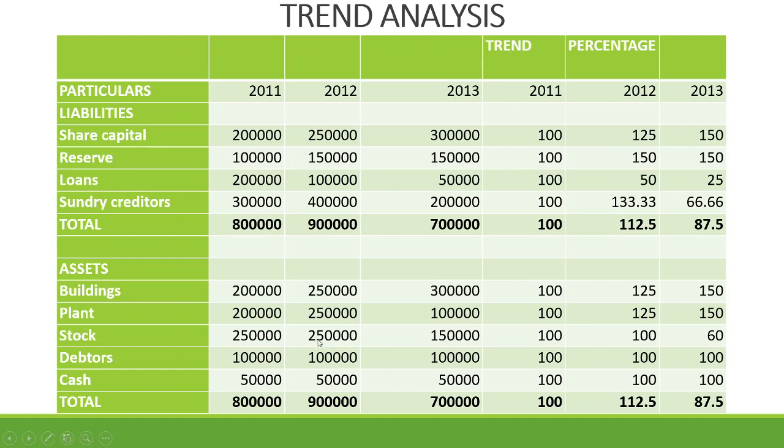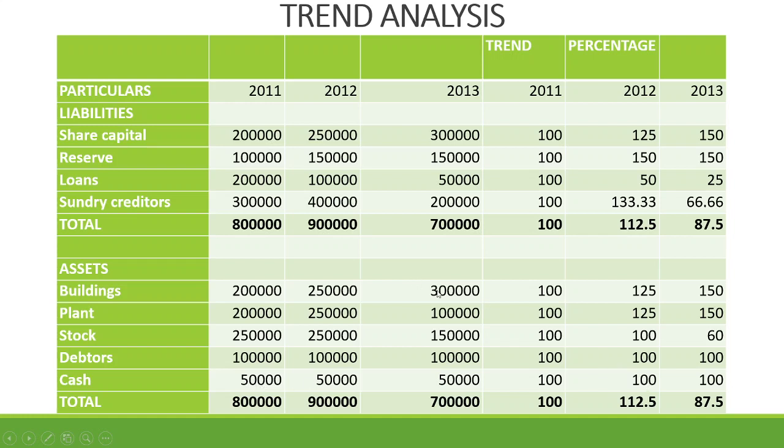Next is stock, 2,50,000 divided by the stock value in the base year, 2,50,000 into 100, that is equal to 100. Next is debtors, 1 lakh divided by the debtors value in the base year, 1 lakh into 100, that is 100. And the next item is cash, 50,000 divided by cash value in the base year, 50,000 into 100, which is equal to 100.